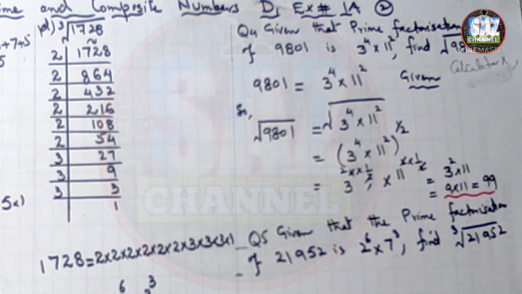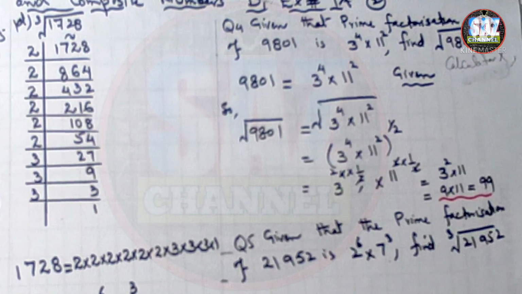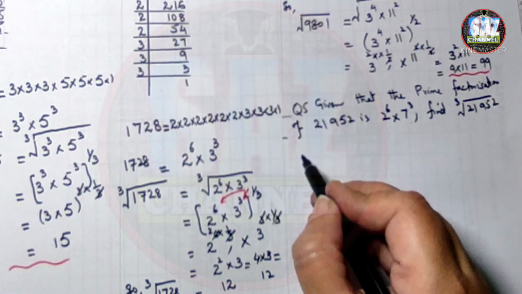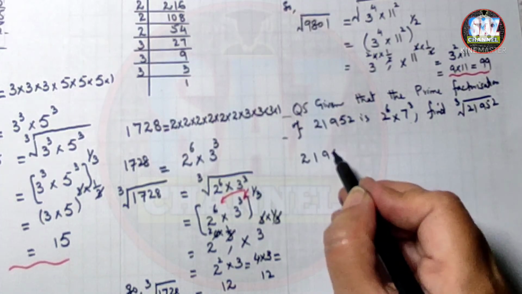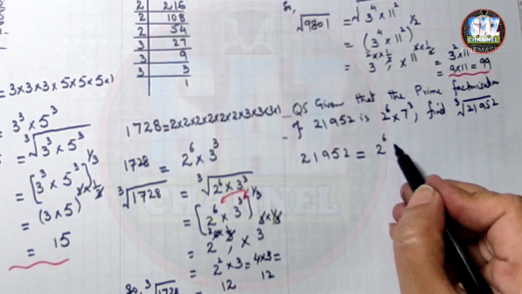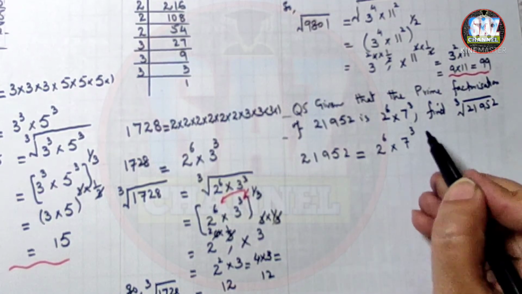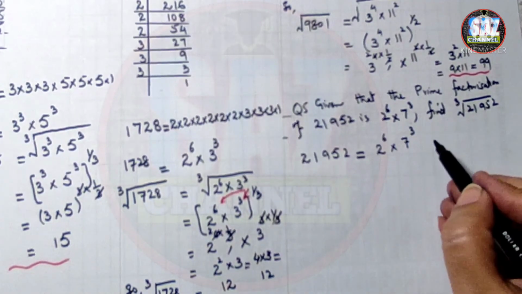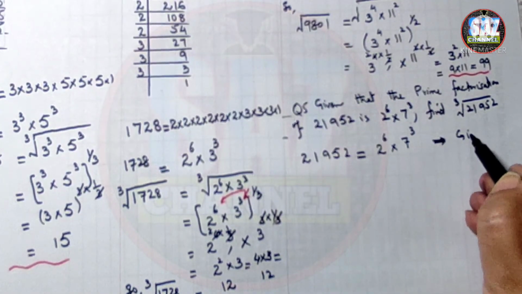The next question says that given that the prime factorization of 21,952 is 2 raised to power 6 and 7 raised to power 3, find the cubic root of 21,952. Again, a really easy question, because it's given that the factorization of 21,952 is 2 raised to power 6 multiplied by 7 raised to power 3 with index notation. It's already given in the question.